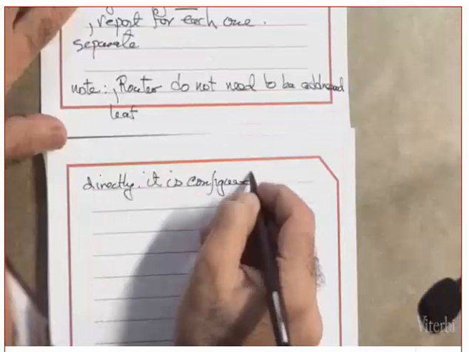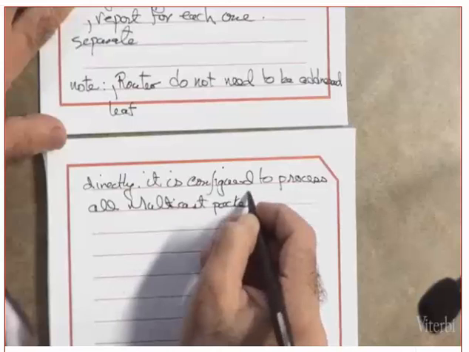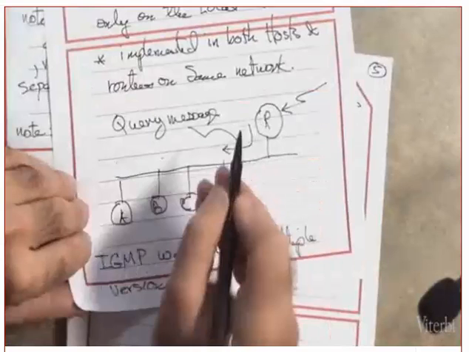IGMP also allows a host to leave a specific group. What does that mean? This host decided he wants to leave the multicast group. What will he send? A leave message. He will send a leave message telling the router, I want to leave this multicast group. Clear?